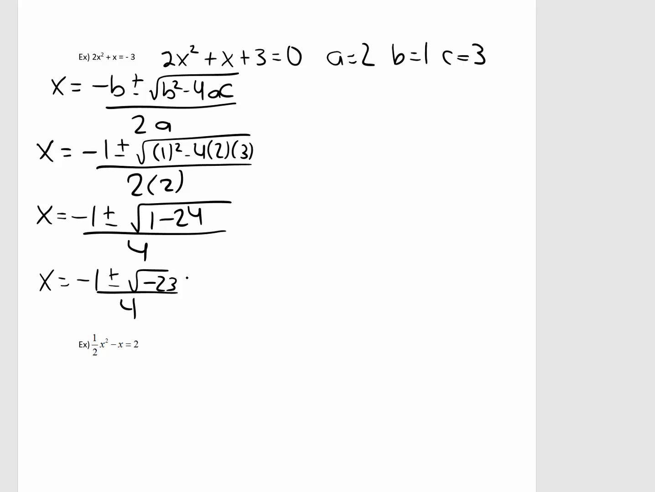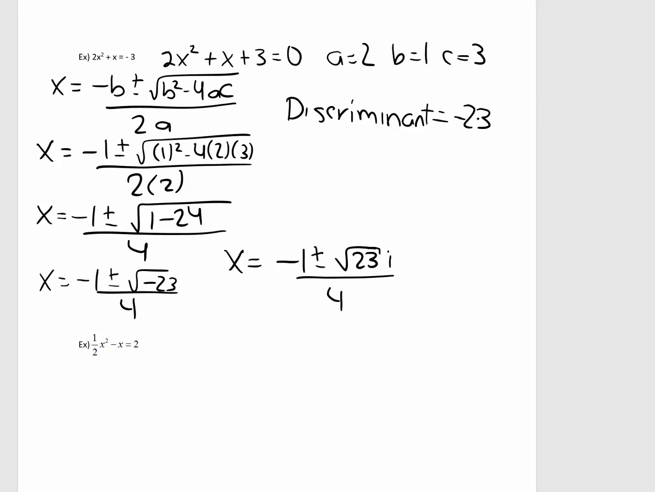Now, there's no perfect roots I can pull out, but I know I can pull an i out. Again, don't forget to put the i outside the square root. So in this case, the discriminant is negative 23. And because it's negative, I know I have two complex, non-real solutions.